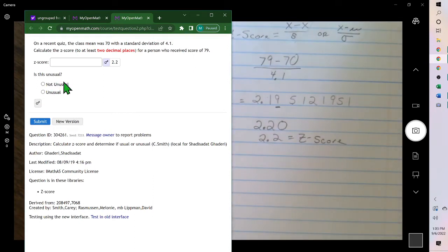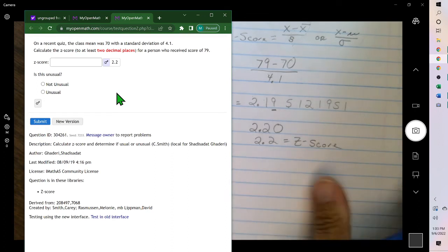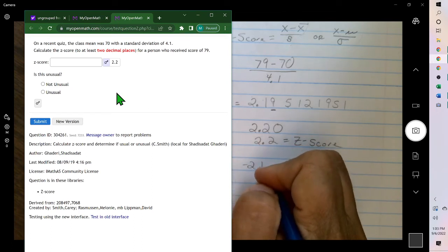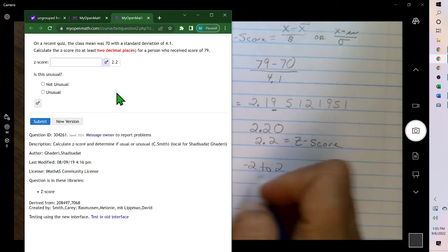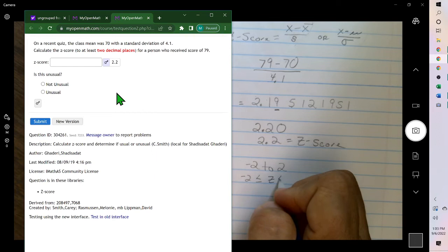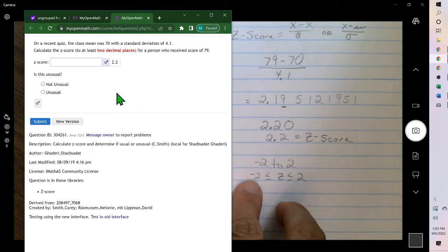It says, is this unusual? Well, to know if it's unusual, most of your data will land within 2 standard deviations or 2 z-scores. So if you take -2 to 2, or you could even think of it, -2 is less than or equal to your z value less than or equal to 2, most of the data will fall between -2 and 2.